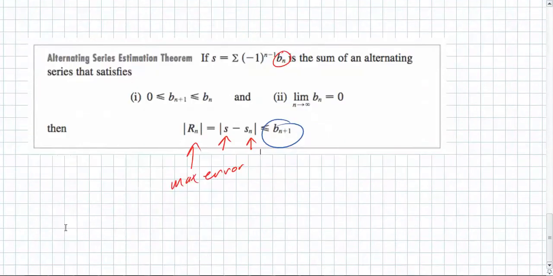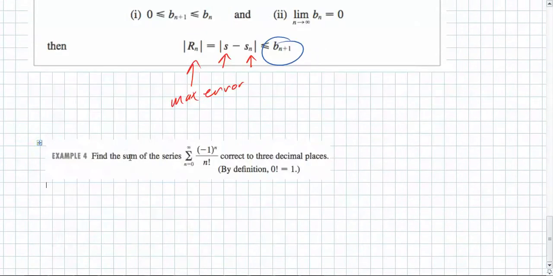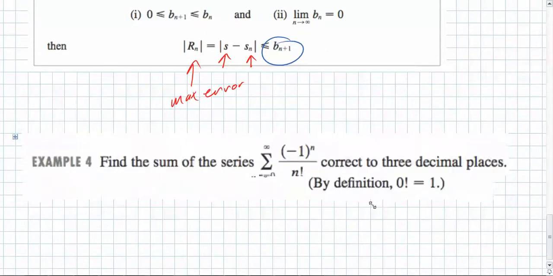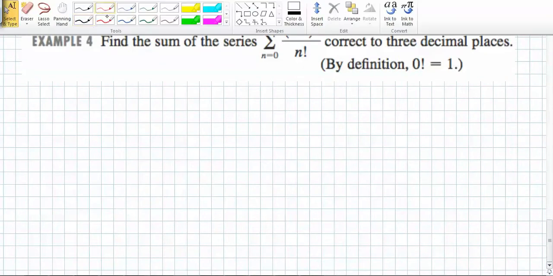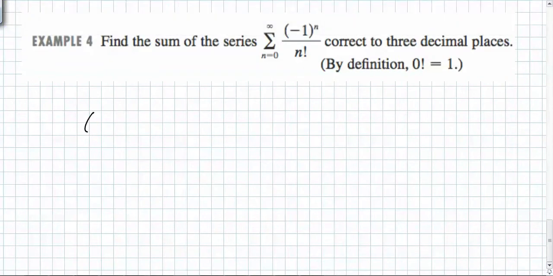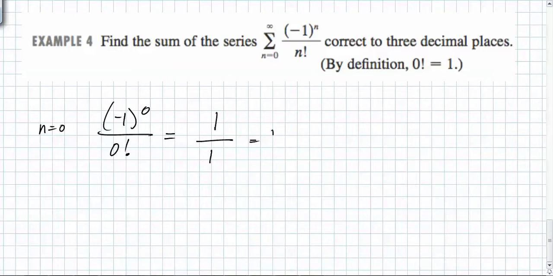So what does this say? It says right here, find the sum of the series correct to 3 decimal places. So what's the first term, Erica? If I plug in, the first term starts at 0, so it's -1 to the 0 over 0 factorial. By definition, hey, look, it tells you there. -1 to the 0 is 1, over 0 factorial, which is 1. So we're at 1.